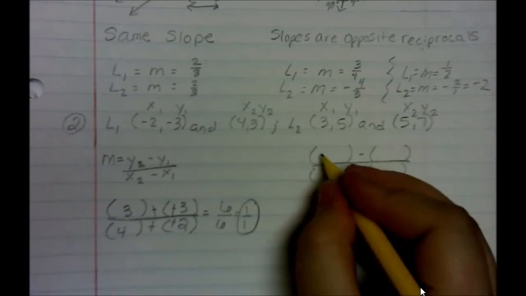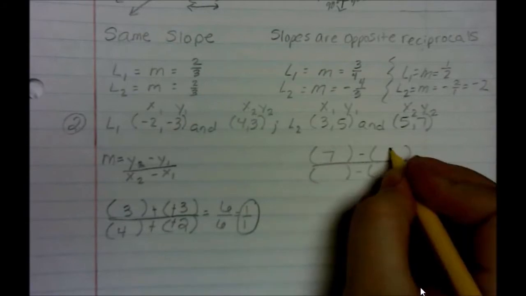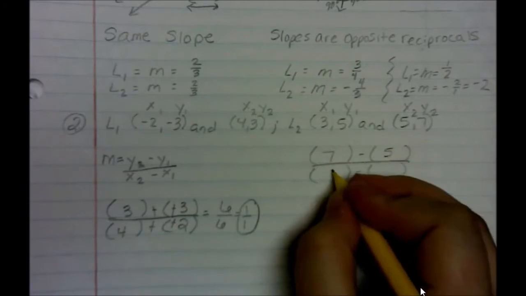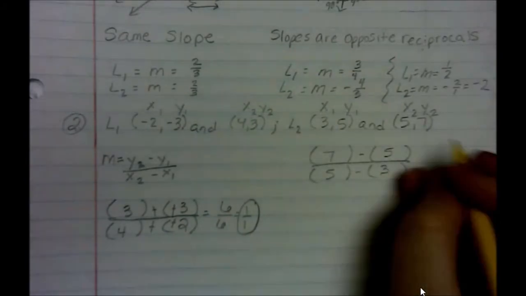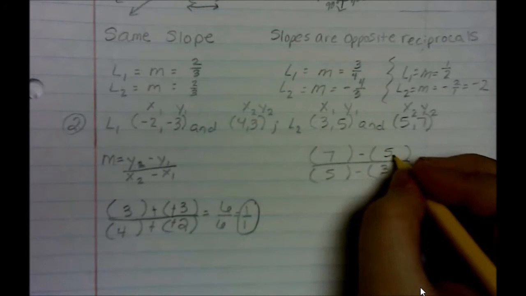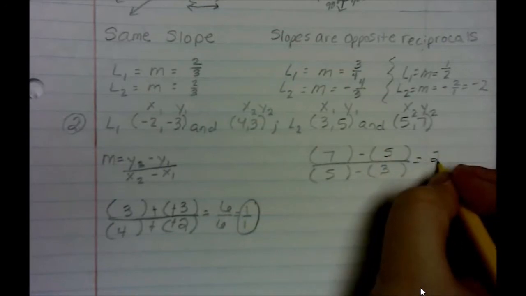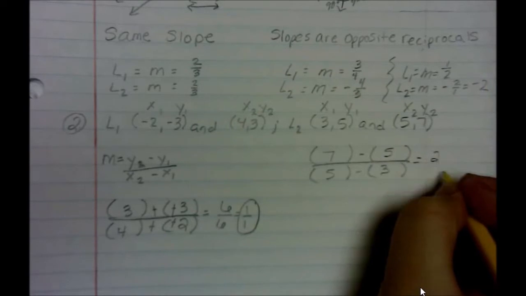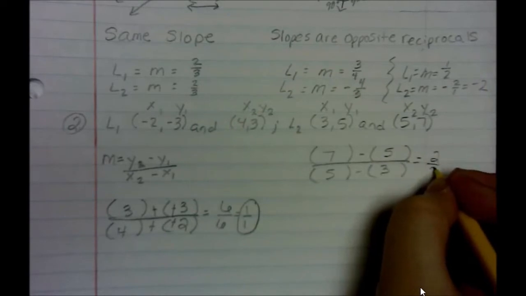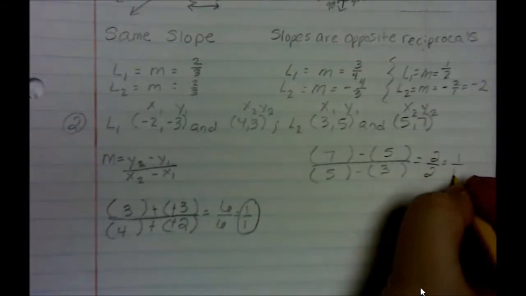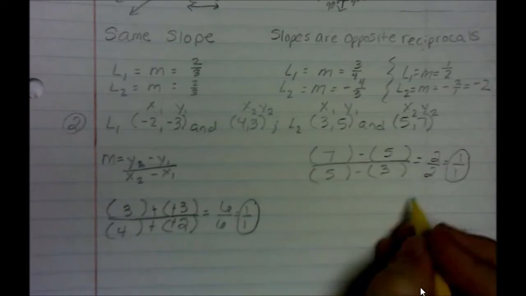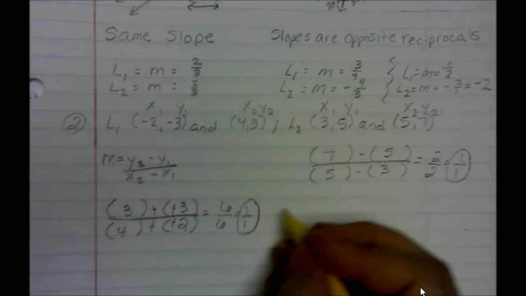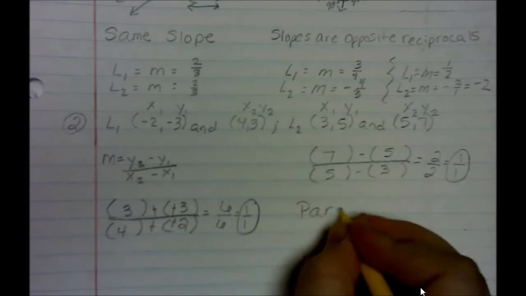So y2 is 7, y1 is 5, x2 is 5, x1 is 3. So 7 minus 5 is 2, 5 minus 3 is 2. That simplifies to be 1 over 1. These have the same slopes, so that means they are going to be parallel.